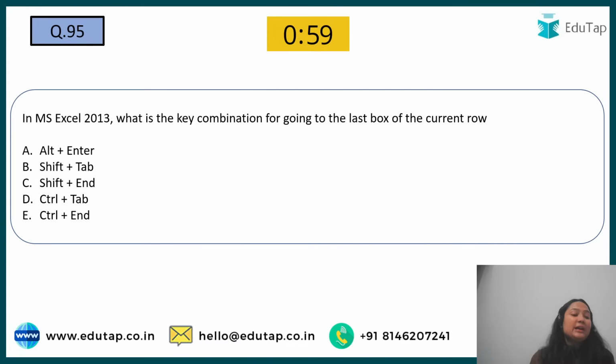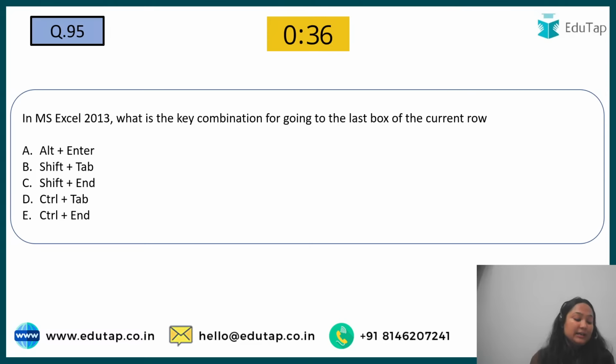Okay, in MS Excel 2013, what is the key combination for going to the last cell of the current row? I have told you this one should not be attempted wrong. It is very easy. Now there can be confusion between control and shift, so that I can understand. But the answer should be correct because we have discussed this.